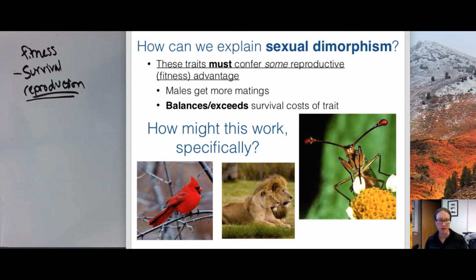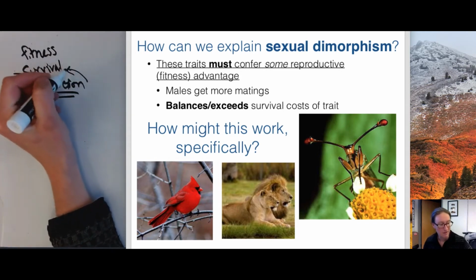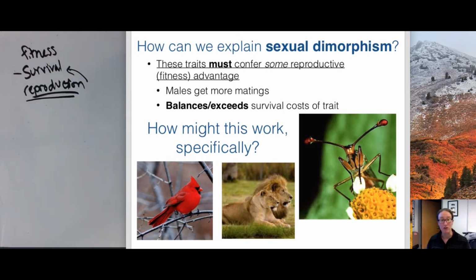So for example, males that have these traits must somehow mate more frequently or get more matings than males that do not have these traits. And that has to balance or exceed the survival costs of that trait. So how might this work specifically? Let's take a look at some examples.